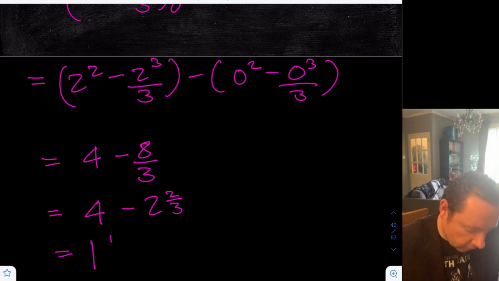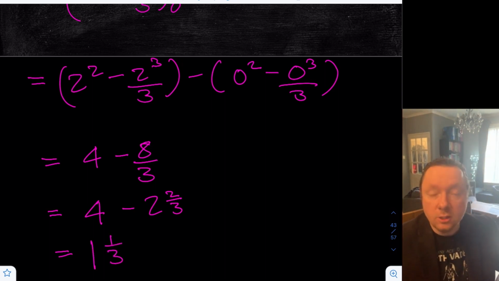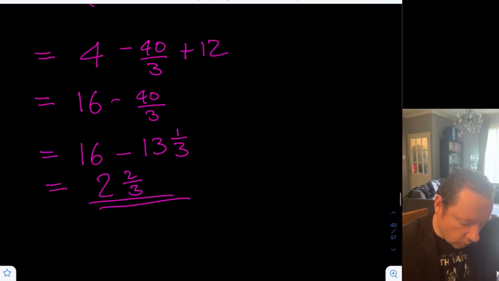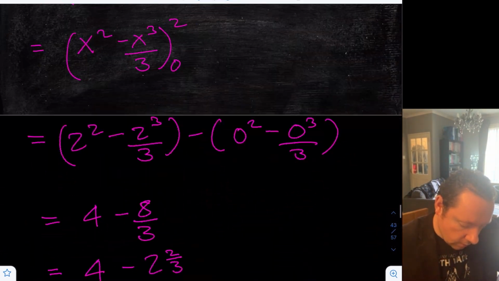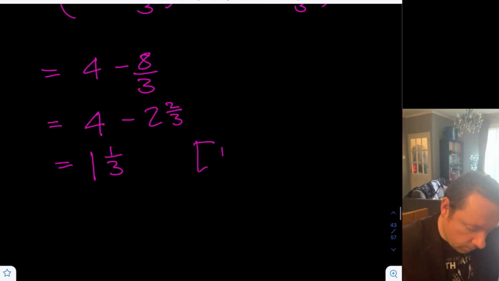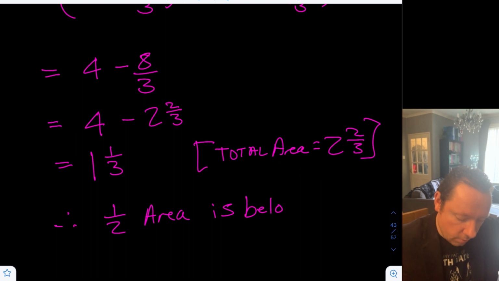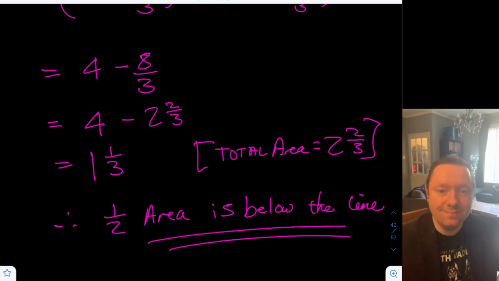So 1 1/3. But if you go back to our original question, the total area was 2 2/3. Remember, our total area was equal to 2 2/3. It should be obvious that that is a half. So therefore, a half of the area is below the line. And we're done there.